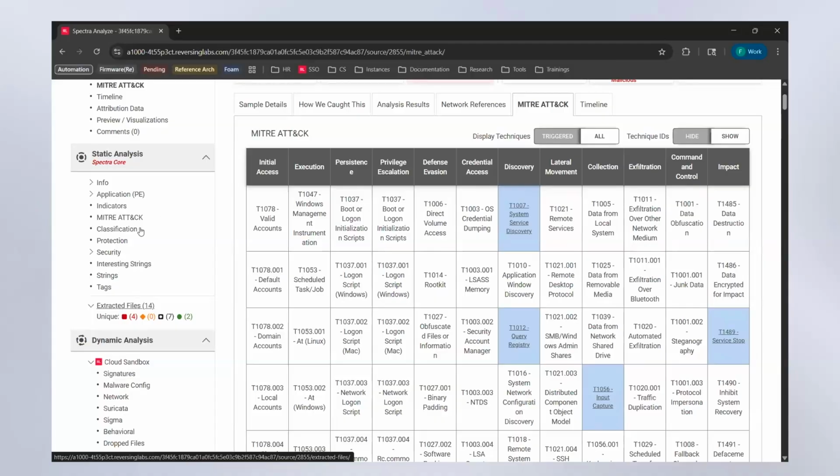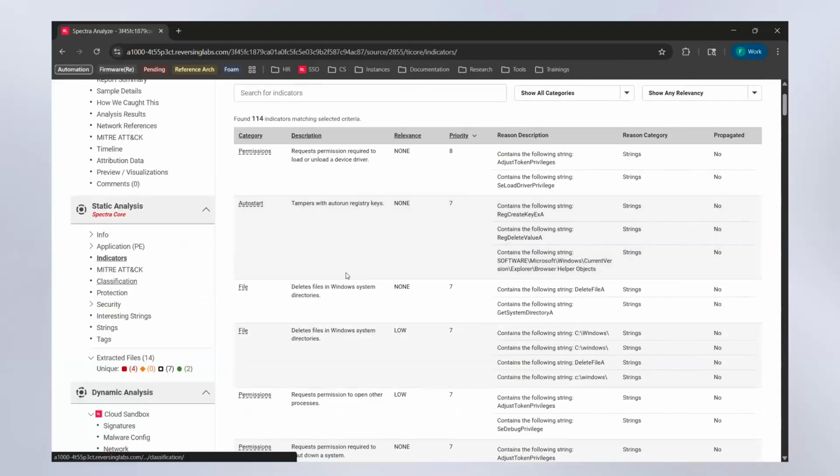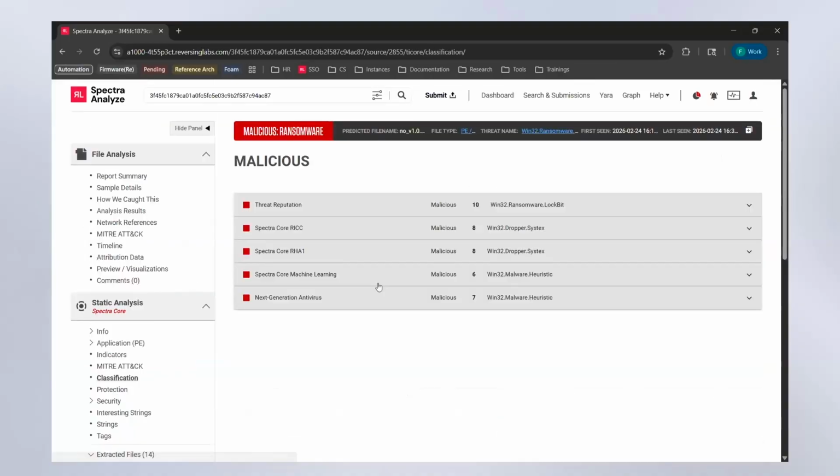This is, like I said, that raw bit, where we're just pulling out as much information as we can from that file and categorizing it as best we can. So we have indicators associated with it. We do individual classifications associated with it, like I said earlier: threat reputation, Spectra Core, which is the engine, machine learning, and next-gen antivirus.